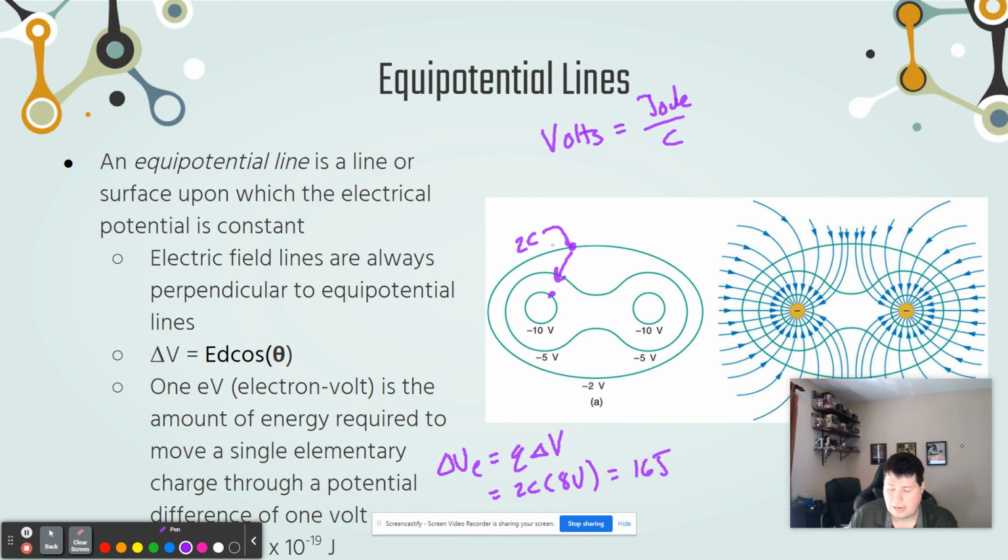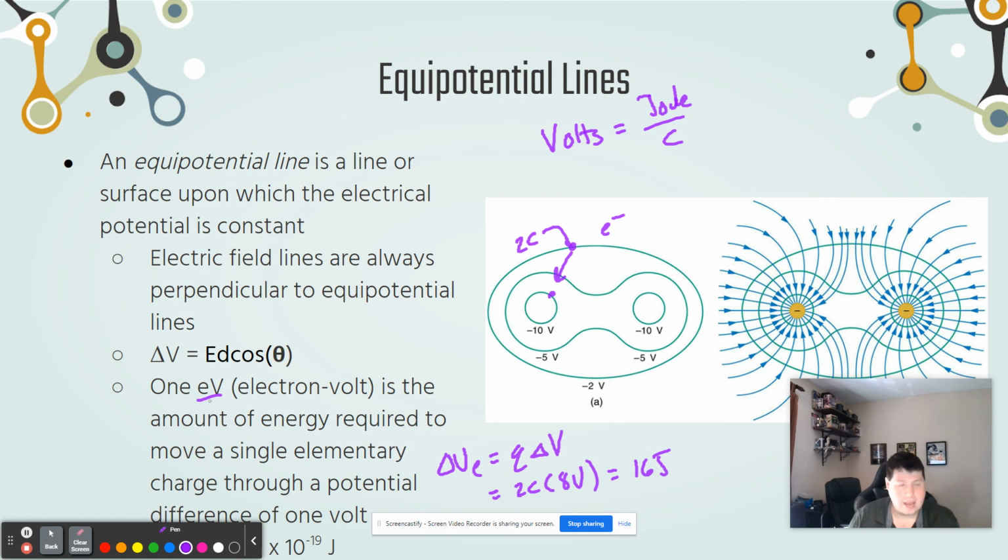But what if I'm not talking about coulombs, but about an electron? Then I have to do a lot of unit work to figure this out in coulombs, and that's not fun. So physicists have come up with another unit. That other unit is the electron volt. It's the amount of energy required to move one elementary charge through a potential difference of 1 volt.